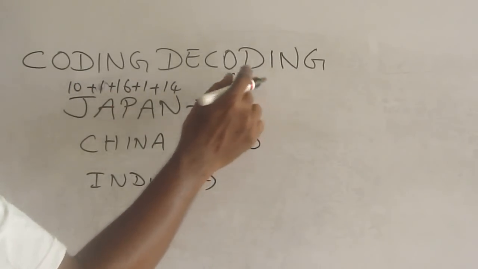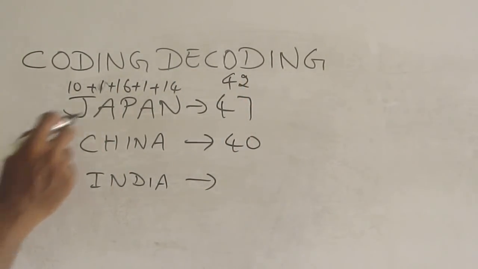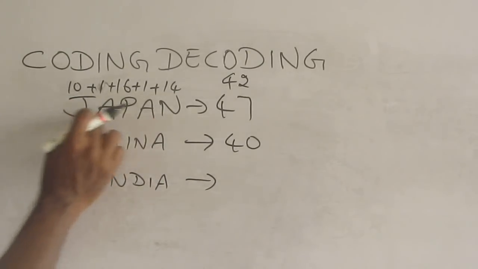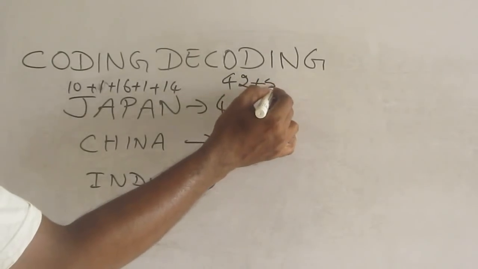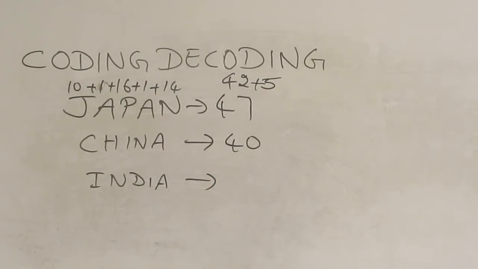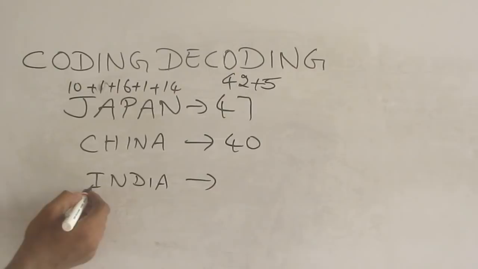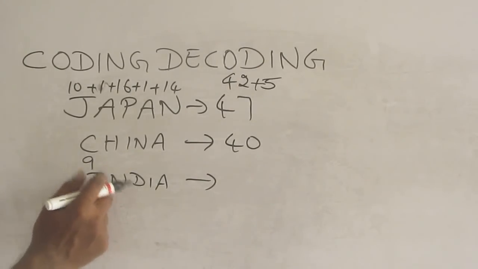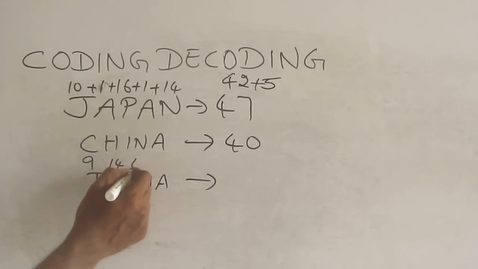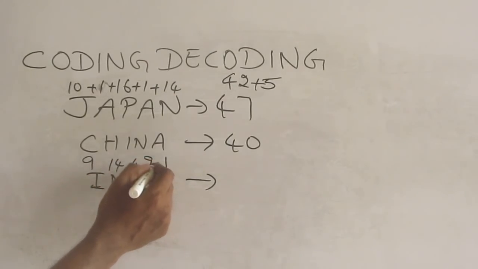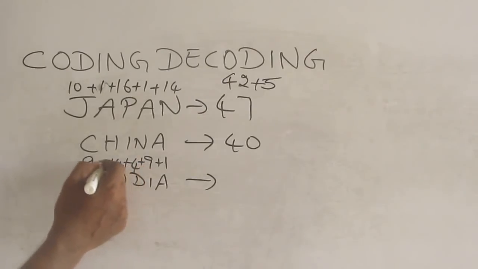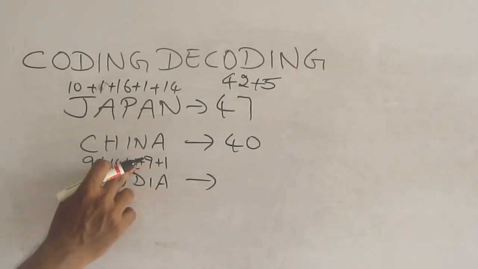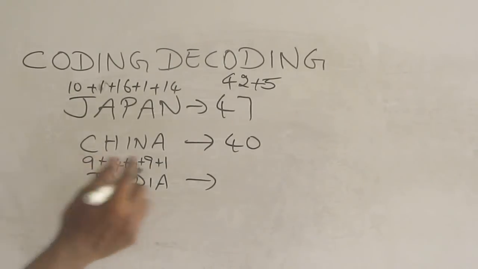But here they have given 47. How do you get 47? There are 5 letters, 1, 2, 3, 4, 5, in the word Japan, so you have to add 5. The same thing you have to do for China also. Now how to do India? I is 9, N is 14, D is 4, I is 9, A is 1. Just add everything: 9 plus 1, 10, 10 plus 18, 28, 28 plus 9, 37.